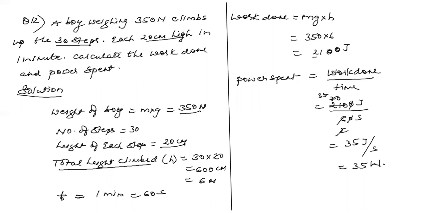Now what is the power spent? Work upon time. 2100 joules, he does it in 1 minute, 60 seconds. So in 1 second, how much? 35 joules. So that is 35 watt. So power spent by the boy is 35 watt. Okay, children? Now we go to the next question, children.